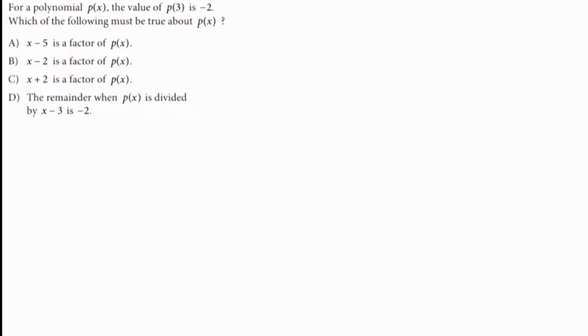For a polynomial p of x, the value of p of 3 is negative 2. Which of the following must be true of p of x? x minus 5 is a factor, x minus 2 is a factor, x plus 2 is a factor. For me, these are not compelling answers.